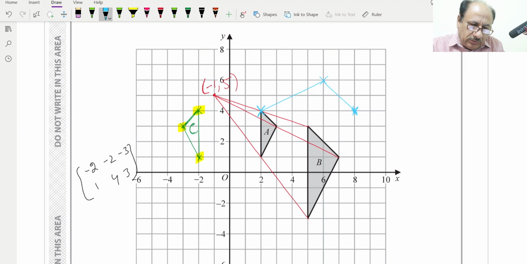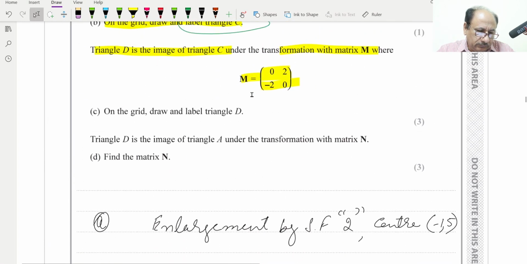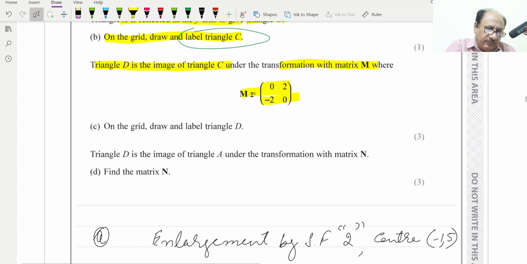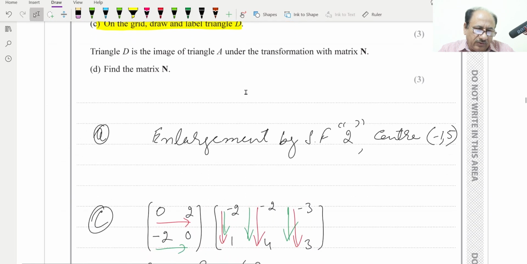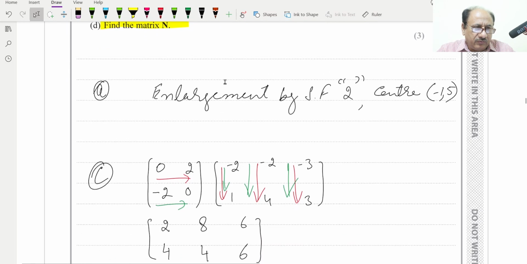We can join these 3 points carefully, and hopefully you are understanding. So I'm trying to draw as accurately as possible. So this is basically D, the triangle labeled D. So we are done with this part as well. Triangle D is the image of triangle A under the transformation matrix N. Find the matrix N. Now matrix N we have to find.